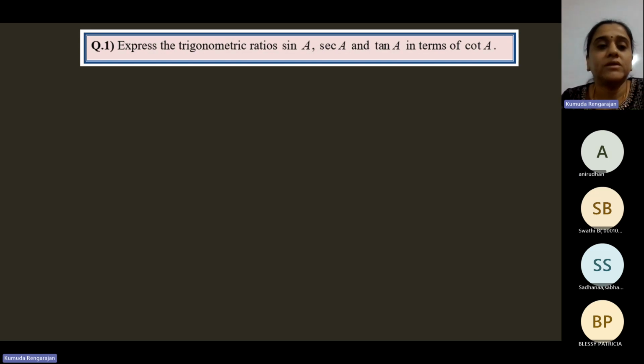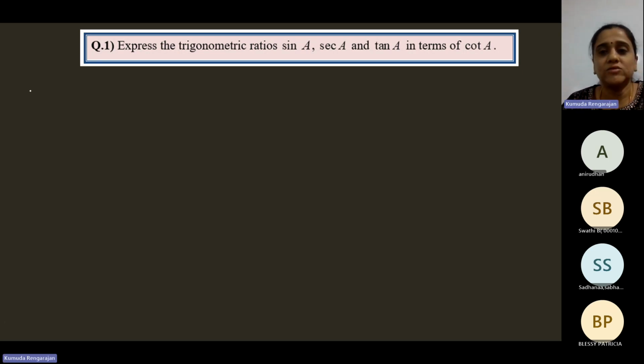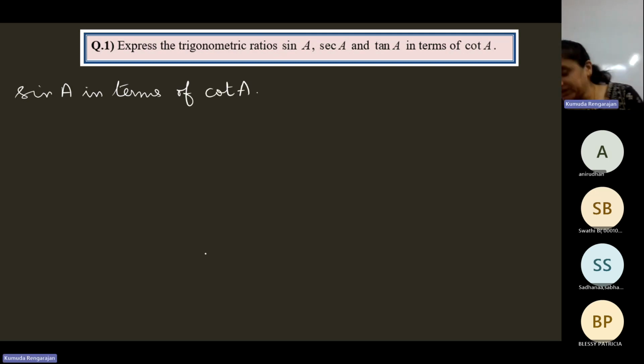Yeah, see this. Express the trigonometric ratios of sine A, secant A, and tan A in terms of cot A. Okay, so first we need to write sine A in terms of cot A.